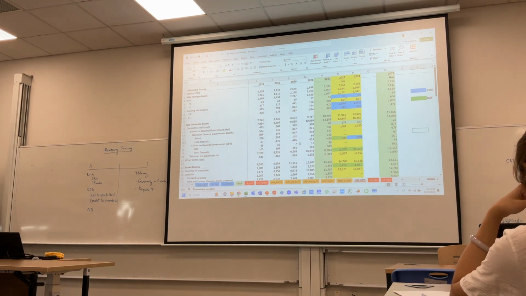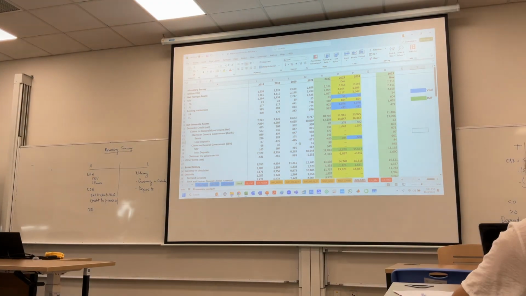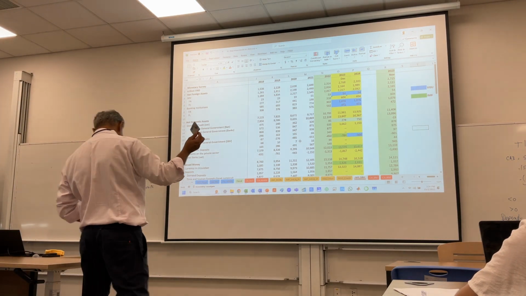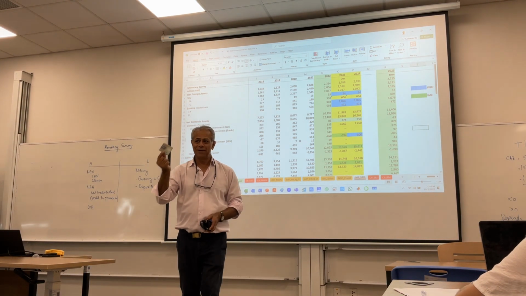Currency in circulation in the economy. You know what it looks like? The cash. This is currency in circulation. It's money that's printed, that's sitting in my pocket, that's in your purse. This is currency in circulation.